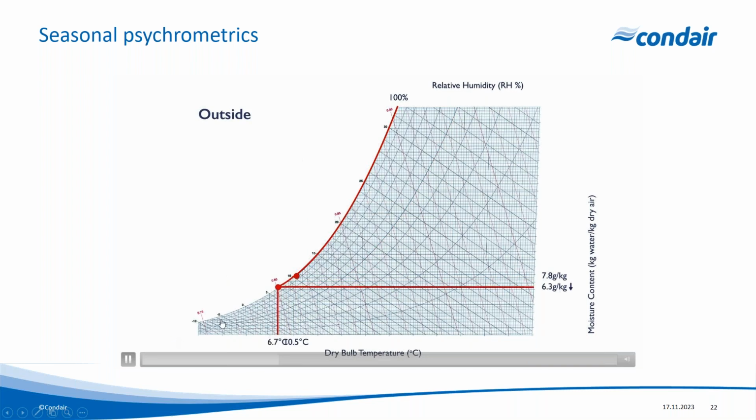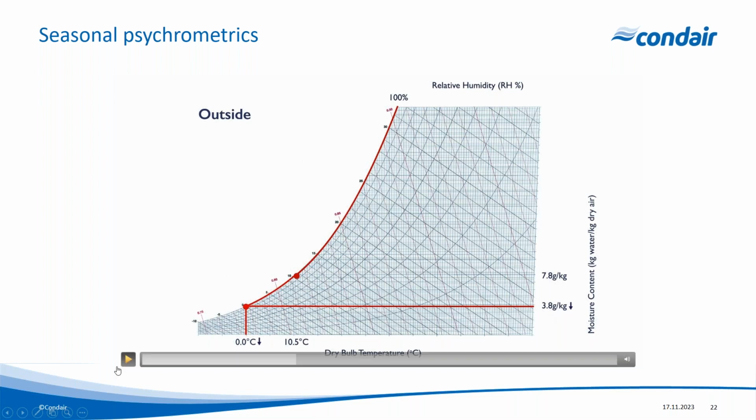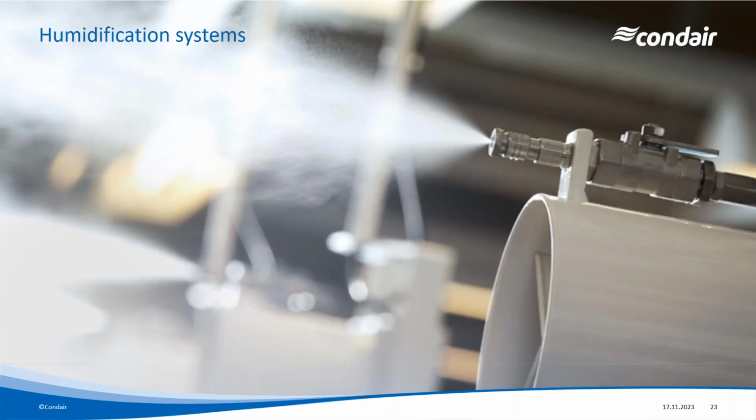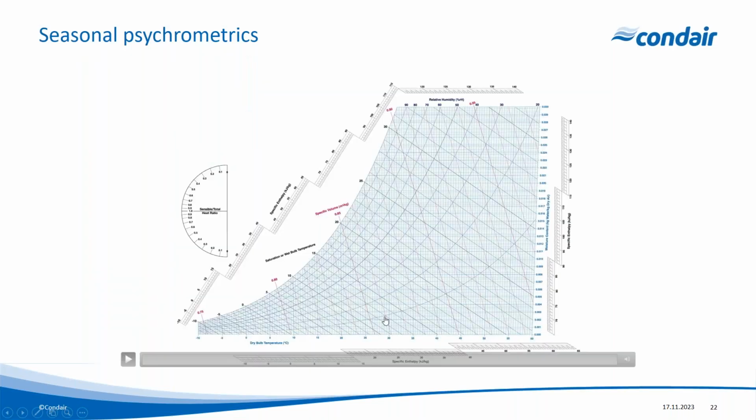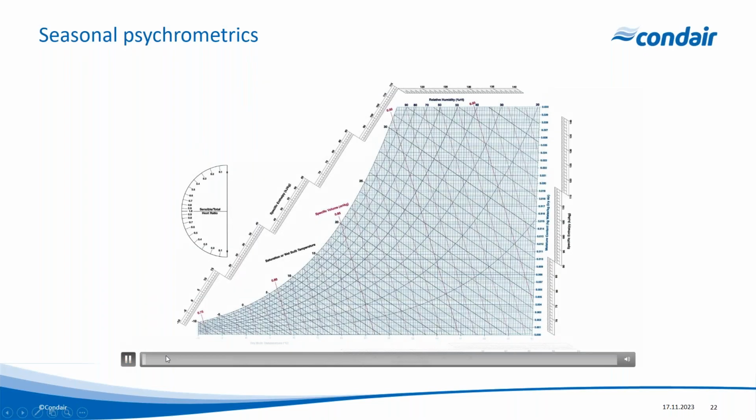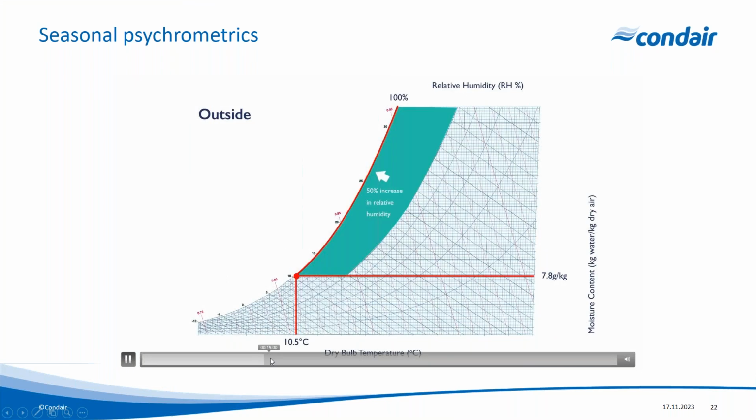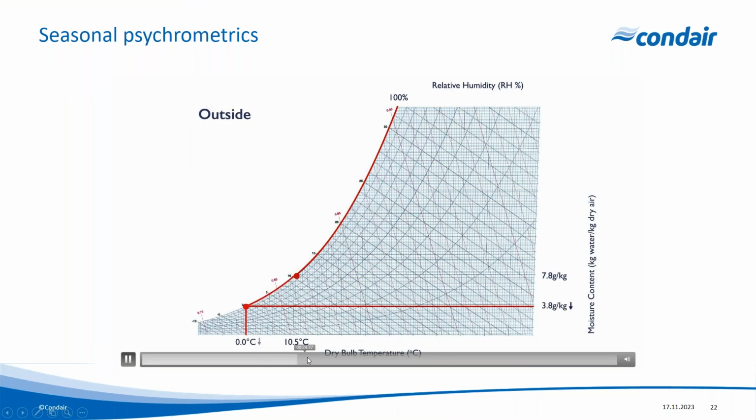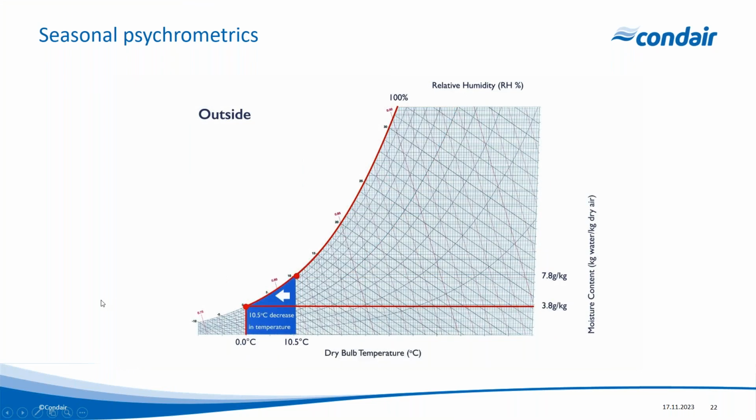There we go, down to 0 degrees. You can see that there's a huge difference in absolute moisture content. So the absolute moisture content has reduced by 4 grams. So now we've got air that's saturated at 0 degrees C. And the next thing we have to do, let me just let it catch up, is heat the air up.